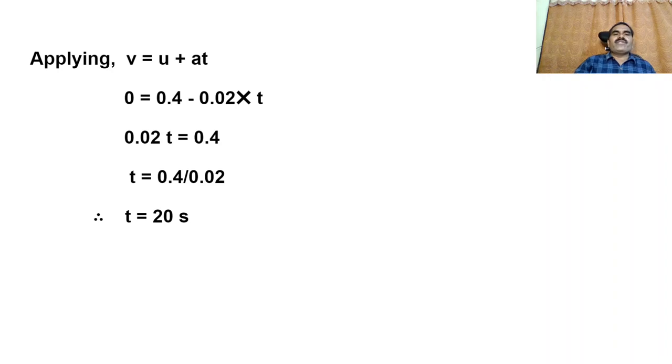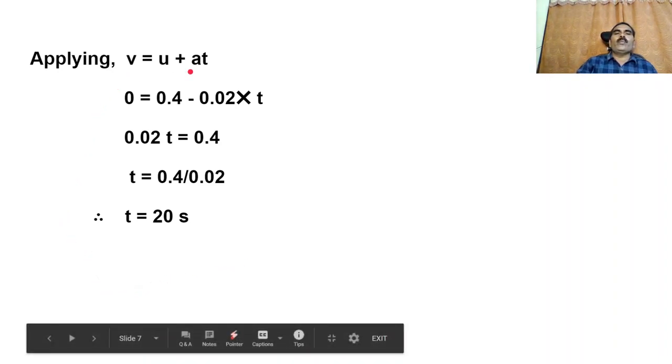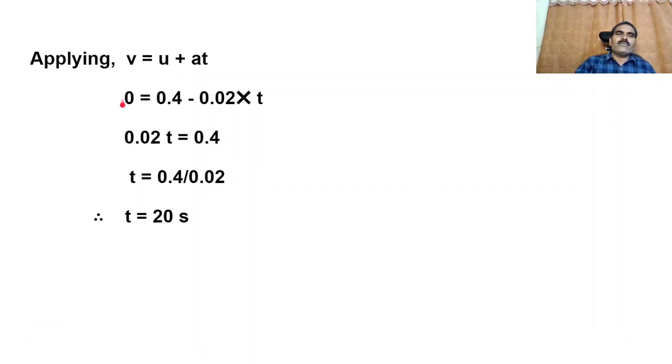Okay, we know the equation of motion, that is v is equal to u plus at. What is v? It is 0 because it comes to rest. So 0 is equal to the initial velocity that was given, 0.4, plus the a value given, minus 0.02, into t. By simplifying this, you bring the 0.02t to the left side, so plus 0.02t is equal to 0.4, and t is equal to 0.4 by 0.02. Therefore, t is equal to 20 seconds. That means the marble comes to rest after 20 seconds due to the retardation.